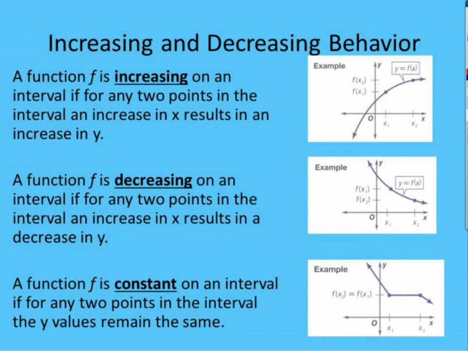A function f is increasing on an interval if for any 2 points in the interval an increase in x also increases y. So we know it's increasing if when the x's get larger, the y's also get larger. It's decreasing if the x's get larger, the y's get smaller. And we know that it's constant if our x values change, but our y values stay the same.